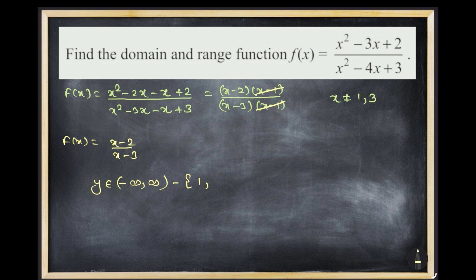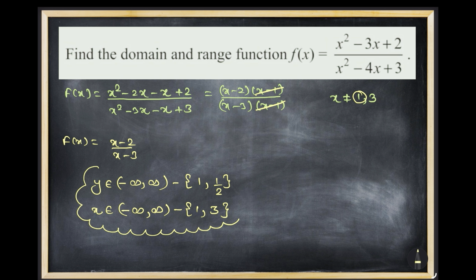Now you know that 1 you guys have removed. Here for this function, 1 becomes the valid input. So you have to remove this 1. If you put x as 1, it is minus 1 by minus 2, so it is 1 by 2 that you have to remove. So this is your range, and for domain it is minus infinity to plus infinity minus curly braces 1 and 3. So this is your required domain and range.